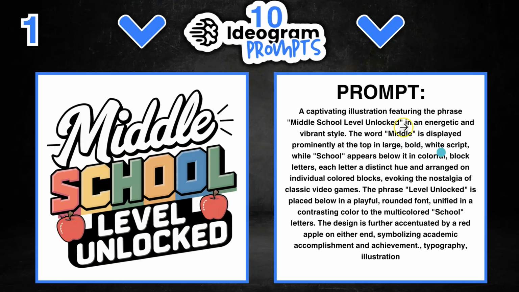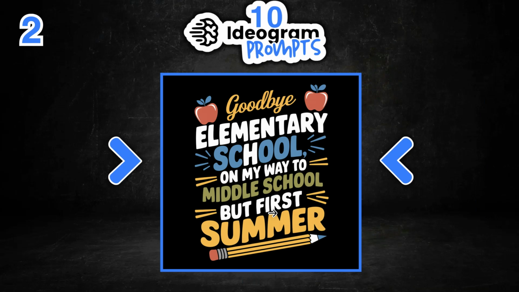So this is the prompt used, and right here where it says middle school level unlocked, we can change that out for a different quote. Then the quote here that you used, you can put words of that quote right here where it says the word middle, we could change that out. Same with school, and we can play around with the type of font and the colours used. So that's the first design which I want to share, middle school level unlocked.